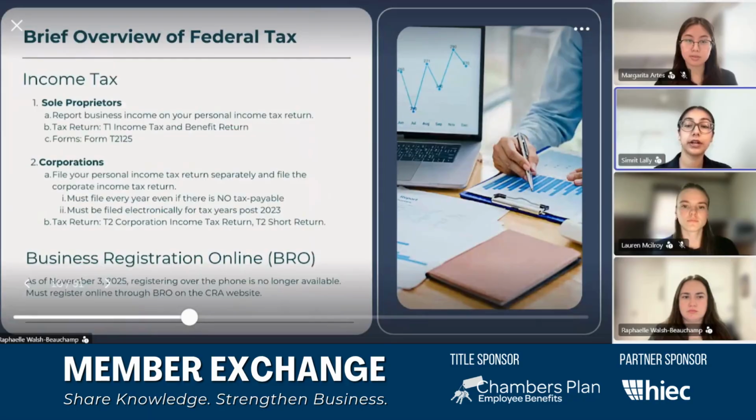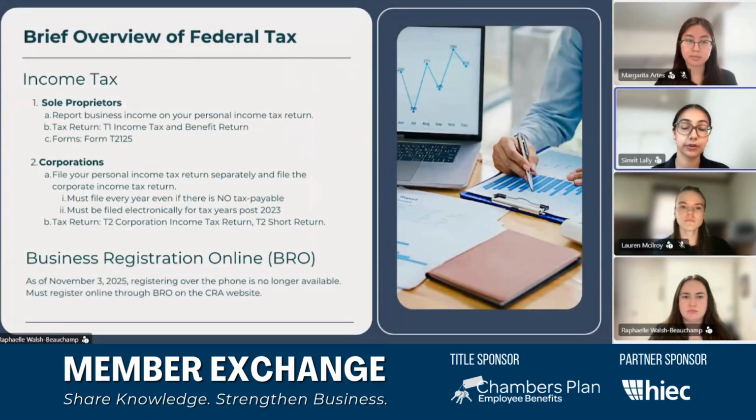And now we will provide a very quick overview of some federal tax considerations that you are likely already aware of. The best source of information for federal taxes is on the CRA online website, as well as registering for the My Business account through CRA Online. If you are a sole proprietor, you must report your business income on your personal income tax return using the T1 income tax and benefit return. The Form T2-125 would also be applicable.